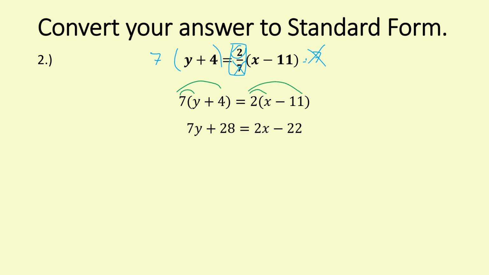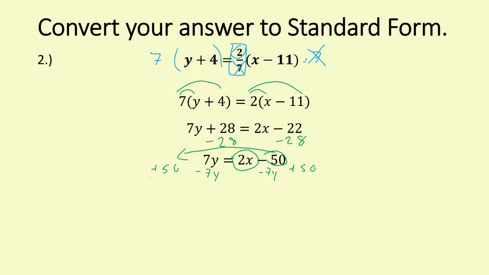7y plus 28 equals 2x minus 22. Minus 28 gives us this. Now we want to keep this x positive, so instead of moving that to the left side, I'm going to do minus 7y to put this on this side, and then move this over here. Minus 50, oh, plus 50, my bad, plus 50. So at this point, we have 50 equals 2x minus 7y.